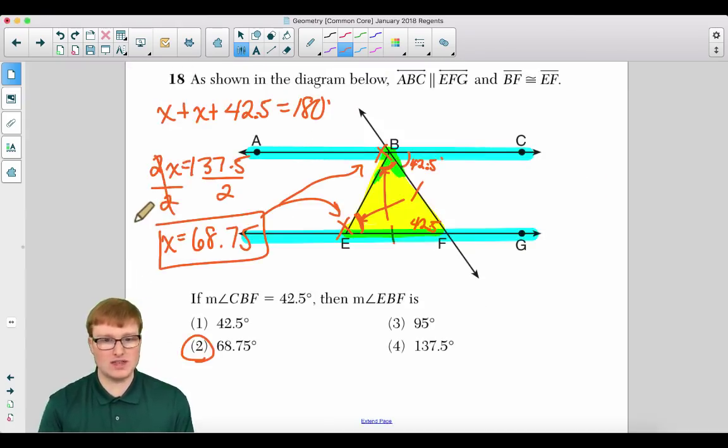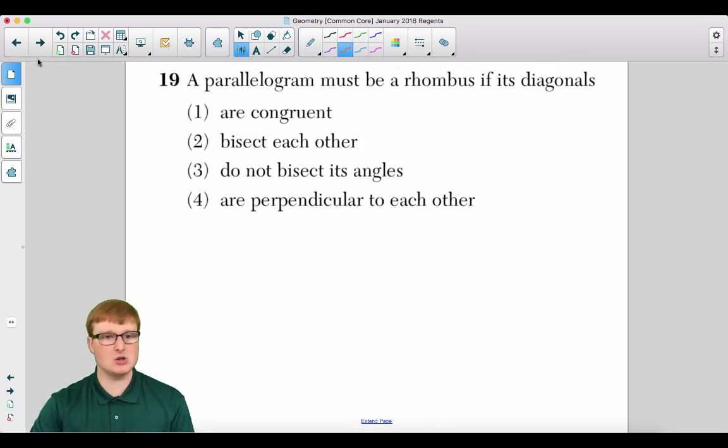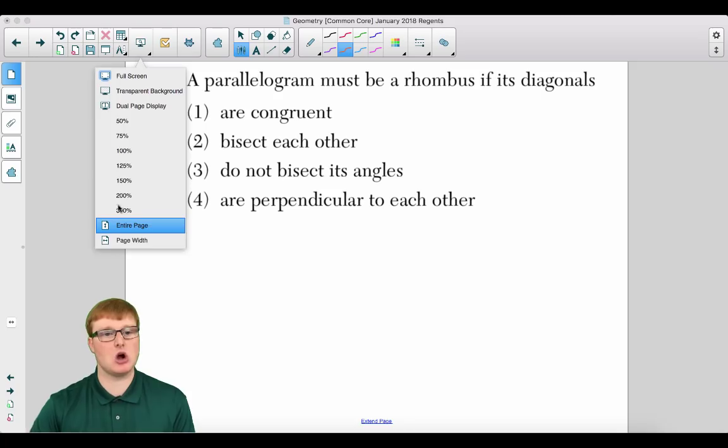Don't be fooled with that 137.5. That is the addition of the two base angles. Your answer is choice 2. Moving on to question 19. A parallelogram must be a rhombus if the diagonals are what?